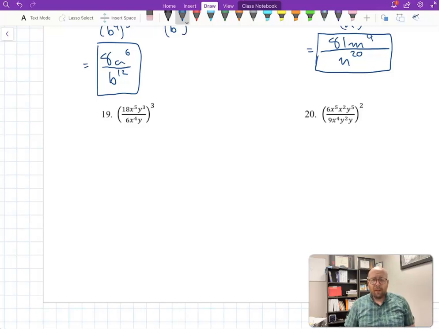Problem number 19. When we take a look inside of our parentheses, take note that we have x's and y's in our numerator and x's and y's in our denominator. Notice that the parentheses are being raised to the third power.